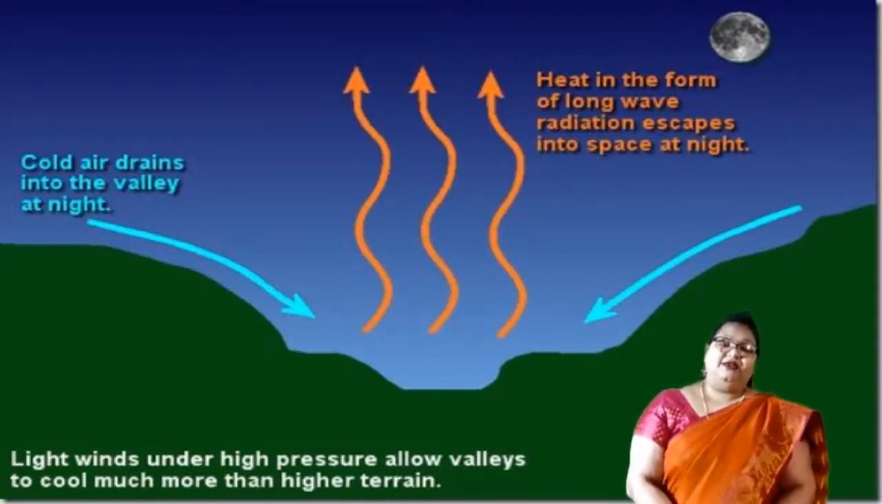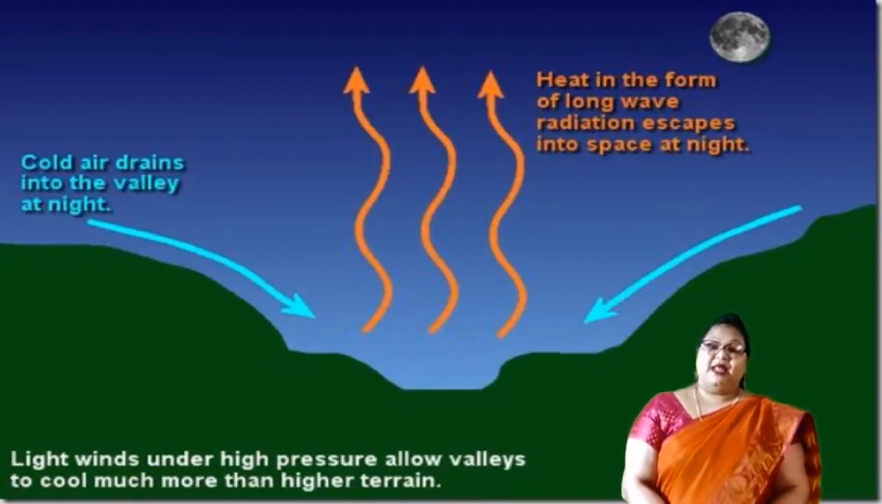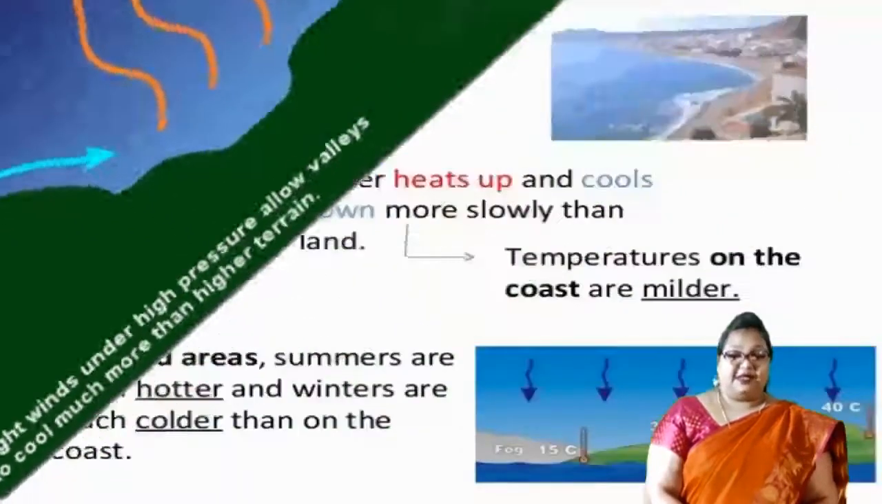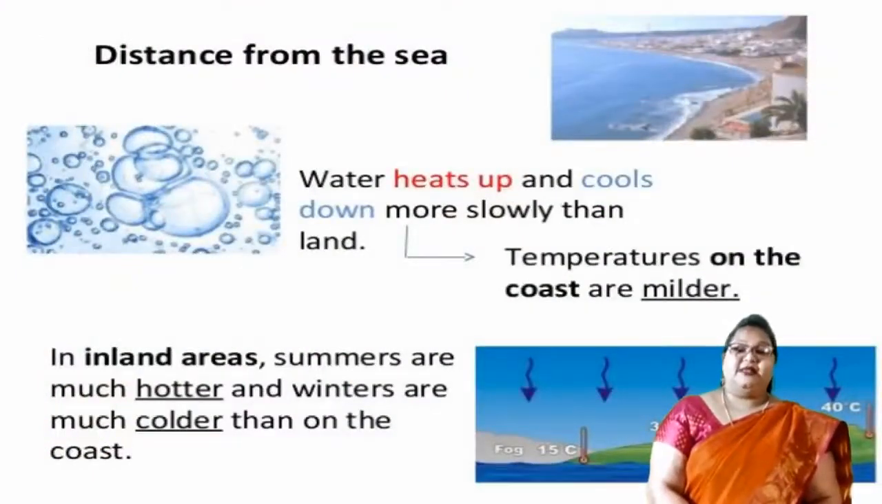Temperature inversion is normally found in the middle latitudes, and for this reason, the fruit growers in these regions prefer gentle slopes to valley bottoms for orchard sites. Distance from the sea also influences the temperature.